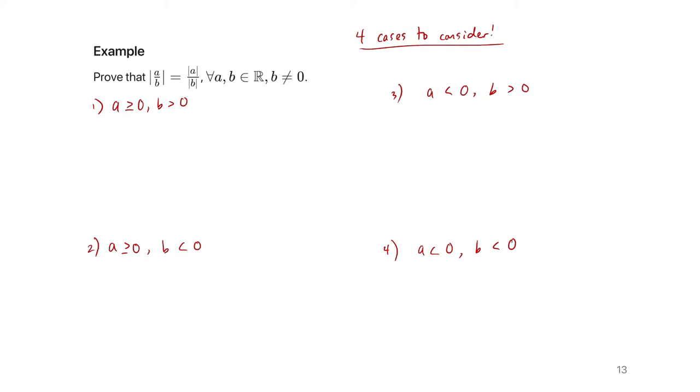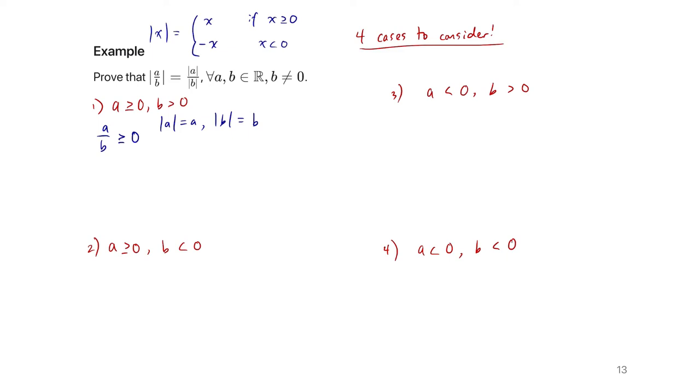Okay, so important thing to remember, how does the absolute value function behave? Well, if the number is non-negative, it just returns the same number, but in the other case, when it's negative, it returns the opposite. Is that clear? Okay, so in the first case, when A is greater than or equal to zero and B is greater than zero, do you agree that we have A over B is greater than or equal to zero? Right? Also, since A is greater than or equal to zero, we can say that the absolute value of A is just A, and the absolute value of B is just B. Is that clear?